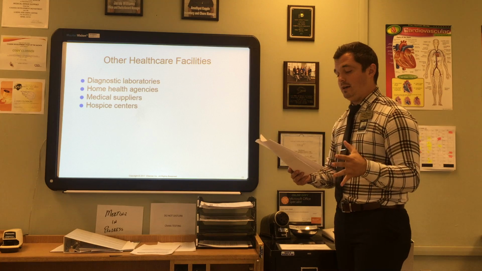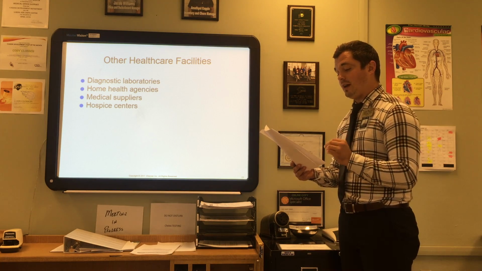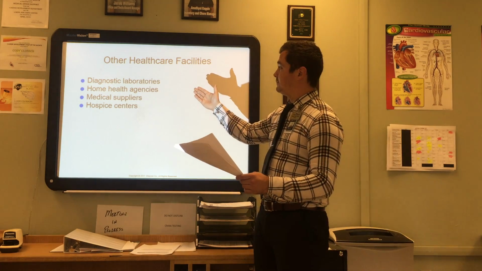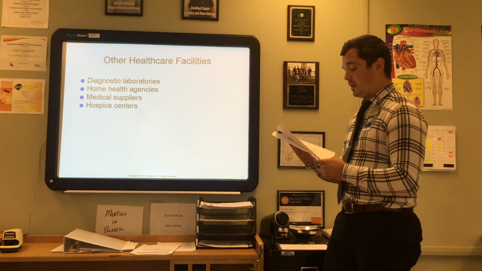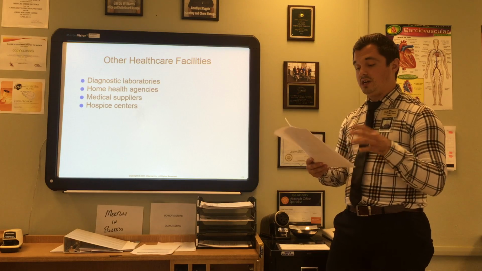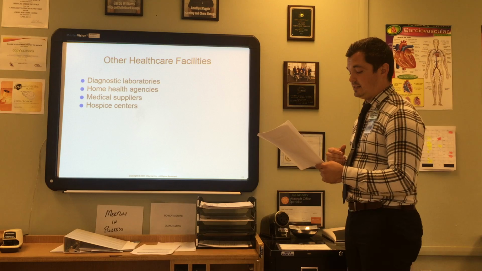Now, since the CLIA in 1967 and its amendments in 1988, many physicians have stopped providing laboratory tests in their offices, so that's why they offer those diagnostic laboratories. This new process is more cost effective according to OSHA and the CLIA regulations. Then you have home health agencies.